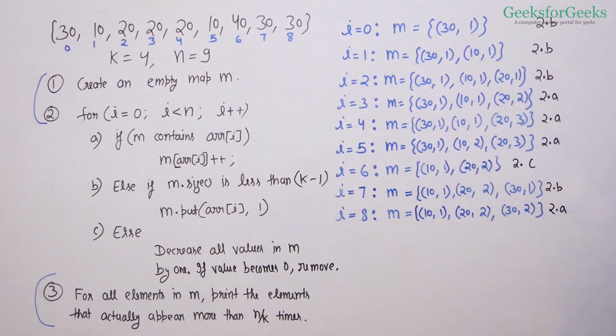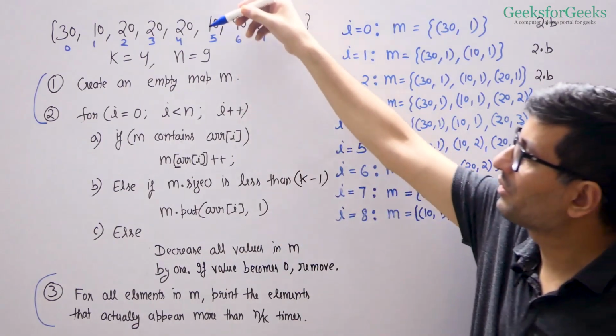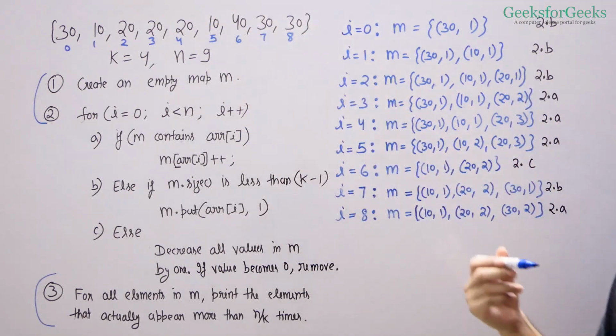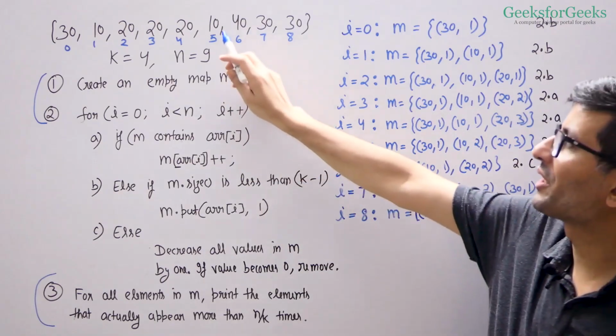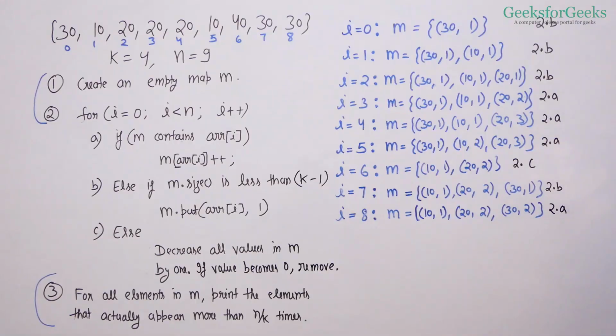Now when we come to I equal to 3, we are at this element 20. We are now in case 2.a. An element is present, so we are going to increment its frequency. Now we come to I equal to 4. We again fall in case 2.a. We increment its frequency and its frequency becomes 3. Now we come to I equal to 5, and this 10 element is also present. So we are again in case 2.a. So we are going to increment the frequency of 10 by 1.